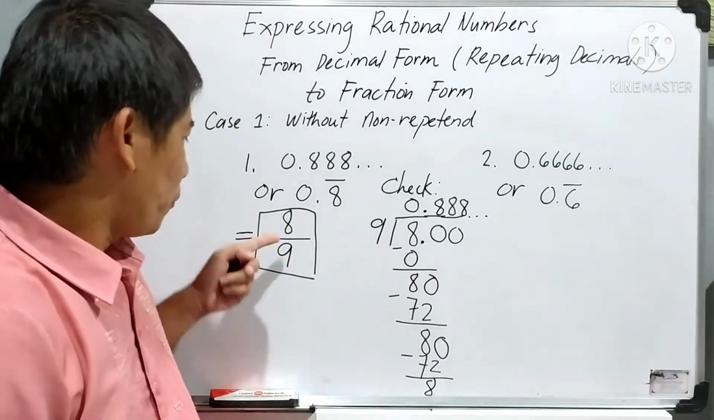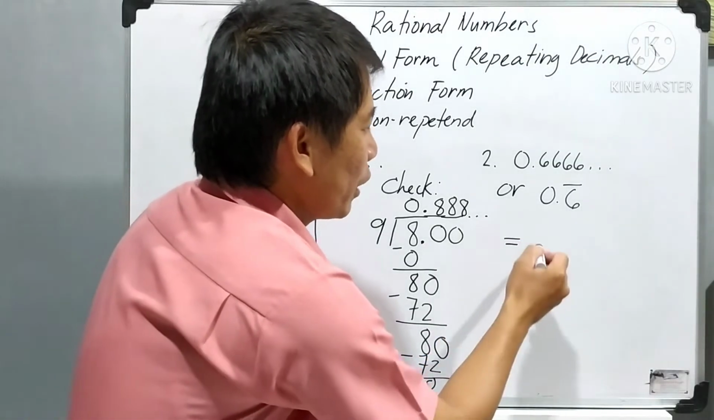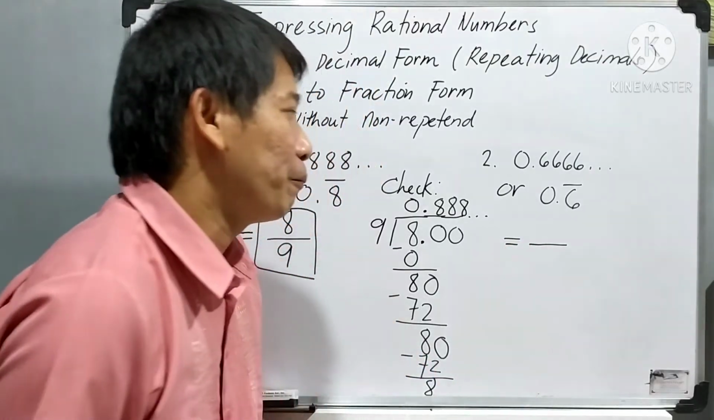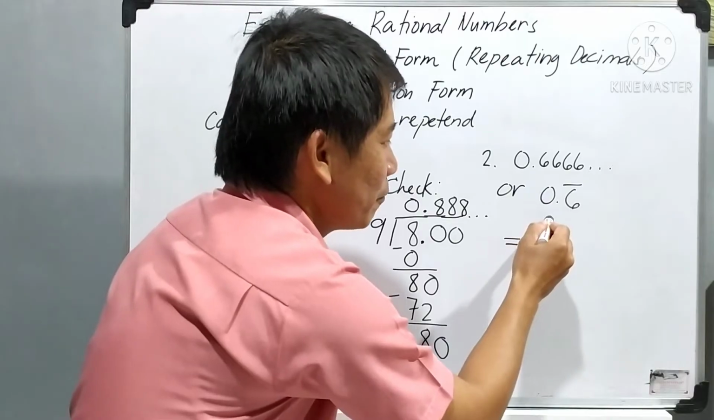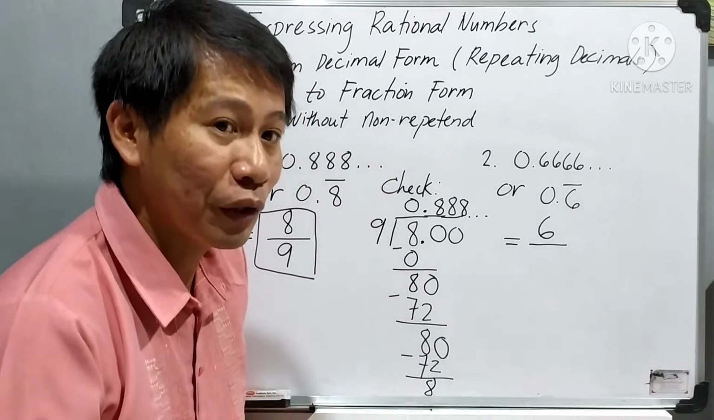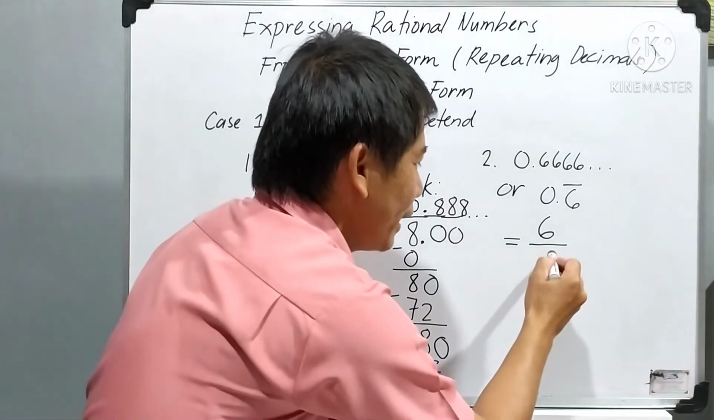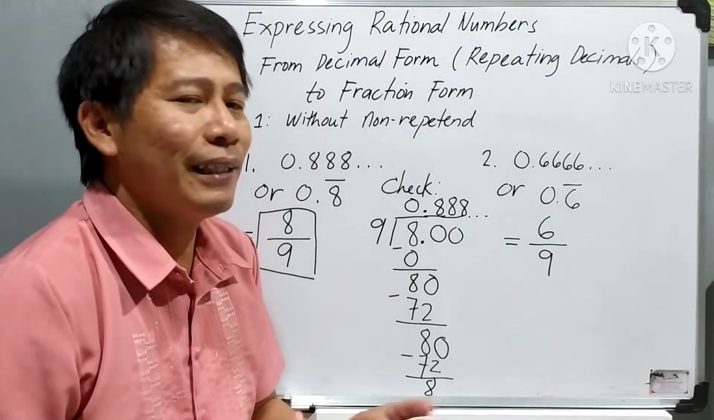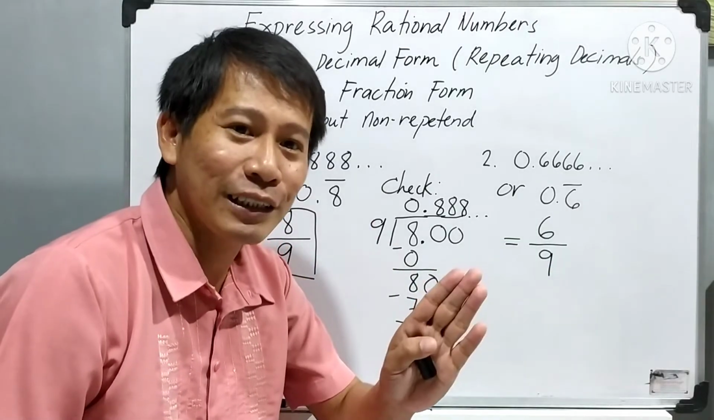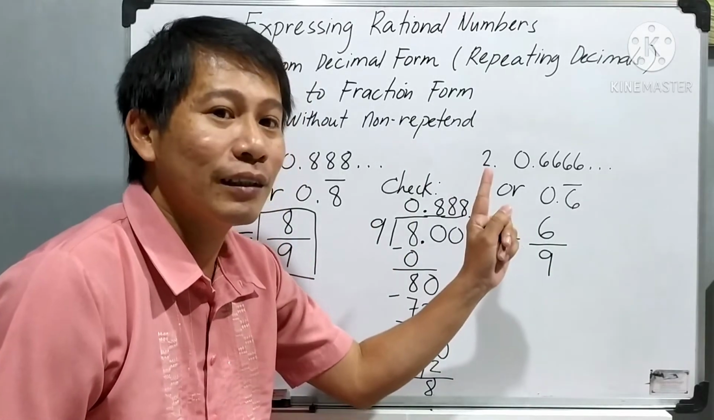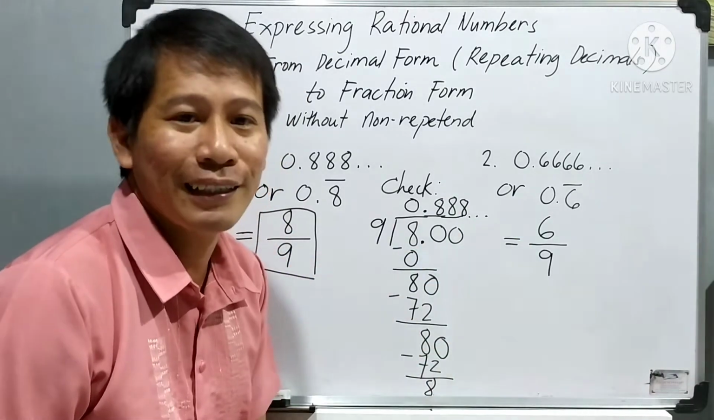Let us see. Sundan natin yung ginawa natin kanina. So, what will be our numerator? Yung mismong repeating digit, 6. So, this will become 6. So, our numerator is 6. And our denominator is 9 pa rin. Bakit 9? Kasi isa lang din ang ating repeating digit. So, ang tricks, pag isang repeating digit, in a repeating decimal, the denominator is always 9.